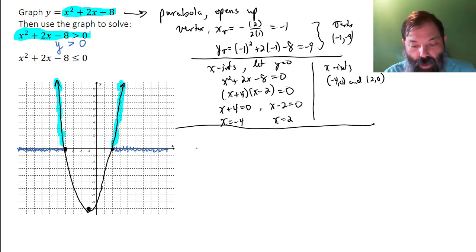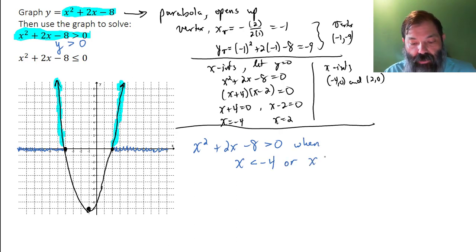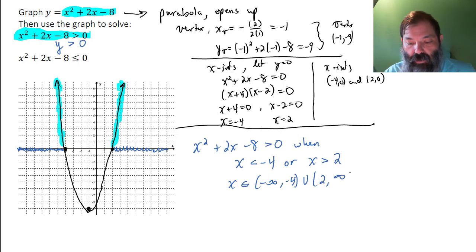And so x squared plus 2x minus 8 is greater than 0 when x is less than negative 4 or x is greater than 2. Now, we often will express that using interval notation, and so we could say that x is an element of the set negative infinity to negative 4 union 2 to infinity.